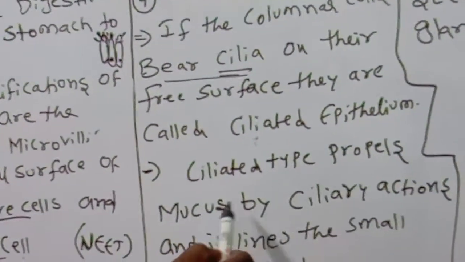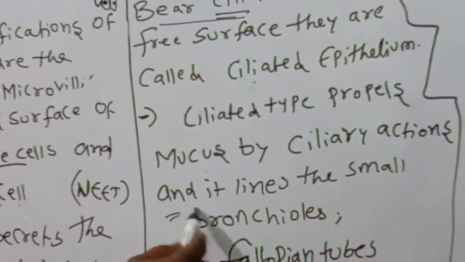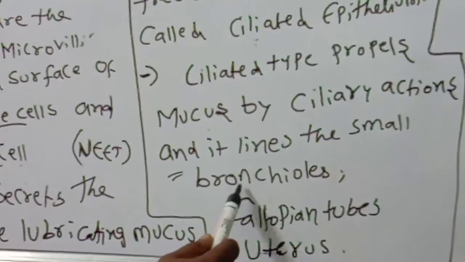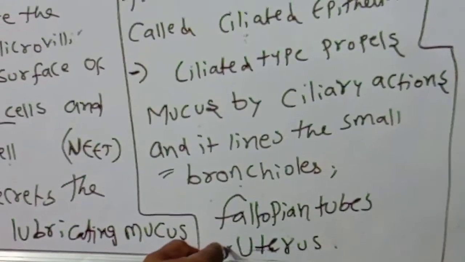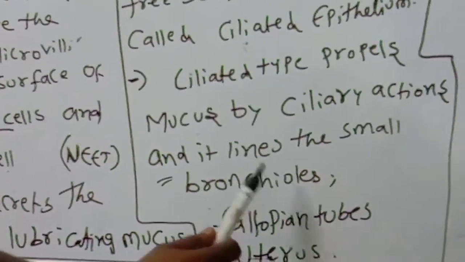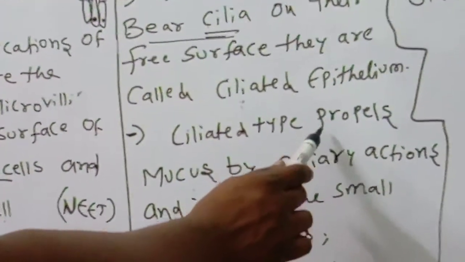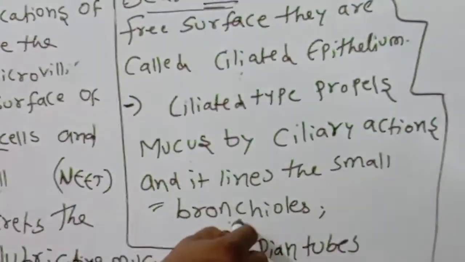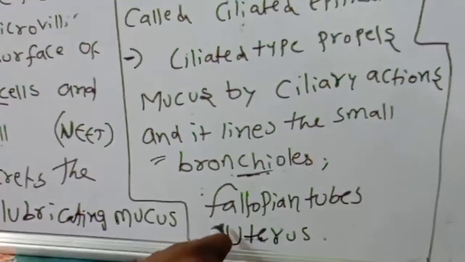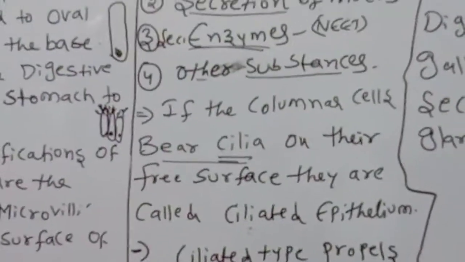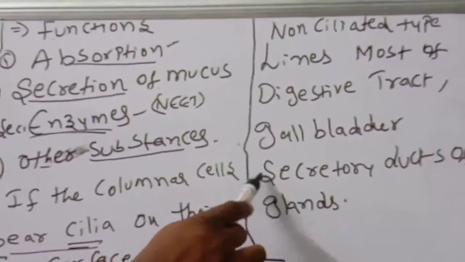The ciliated type secretes mucus and propels it by ciliary action, and lines the small bronchi. The ciliated epithelium is present in the bronchioles, fallopian tubes and uterus. If the free surface has cilia, it is called ciliated epithelium. The non-ciliated type lines most of the digestive tract, gallbladder and secretory ducts of glands.